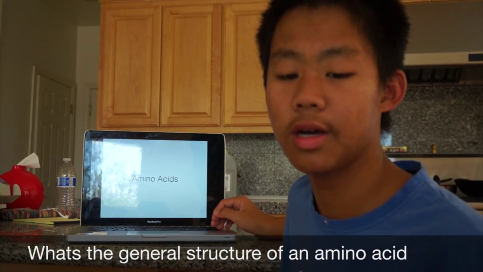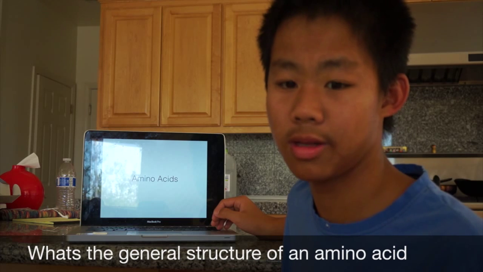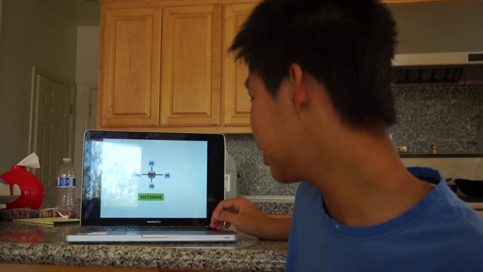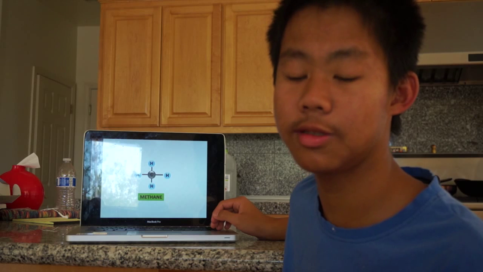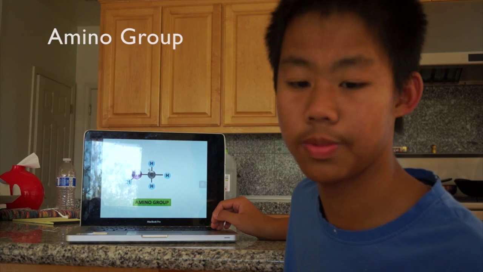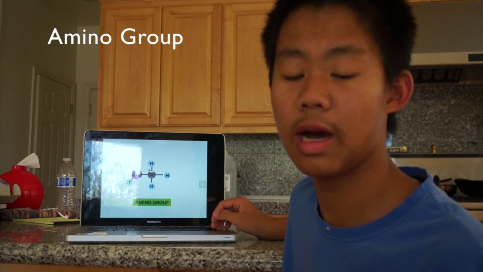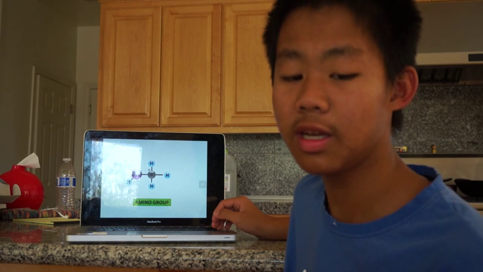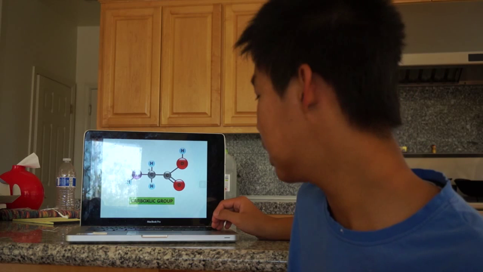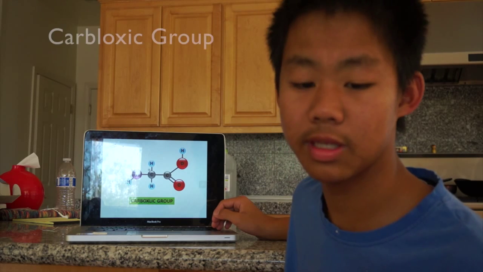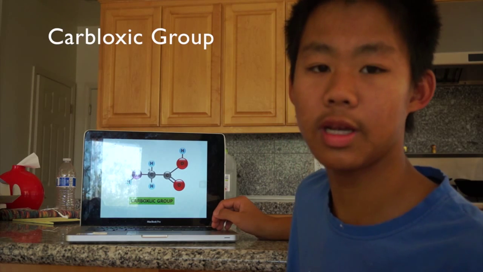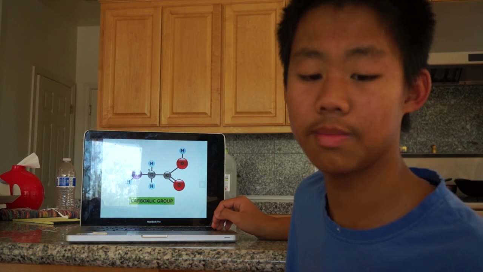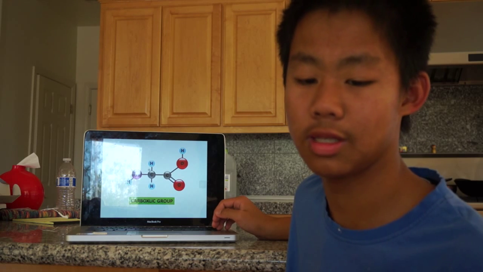Amino acids are all based off a methane molecule. The first hydrogen atom in methane is replaced by an amino group. That is 2 hydrogen atoms and a nitrogen atom. The second hydrogen atom is replaced by a carboxylic group, a carbon atom, 2 oxygen atoms, and a hydrogen atom.